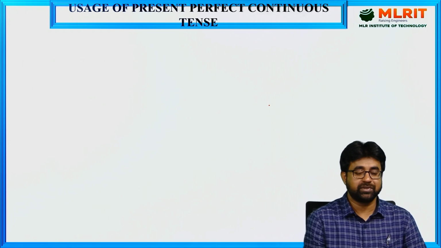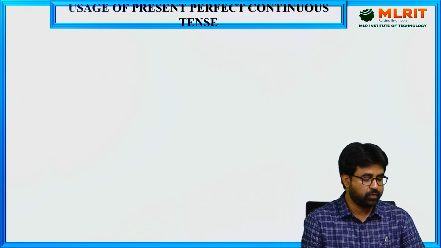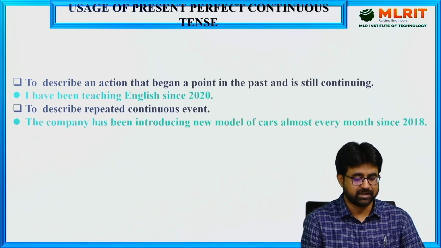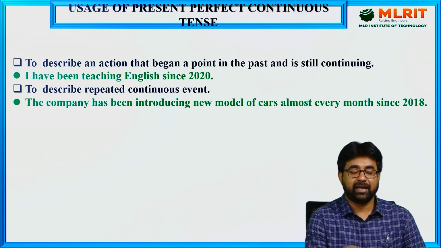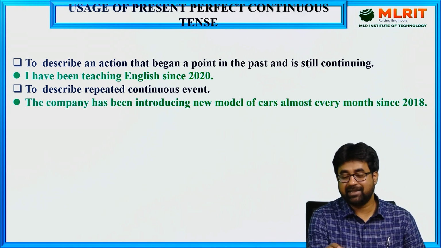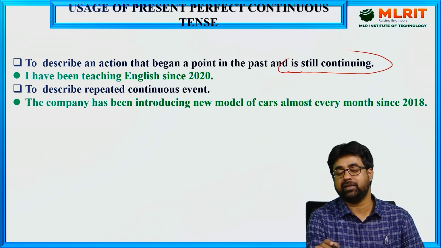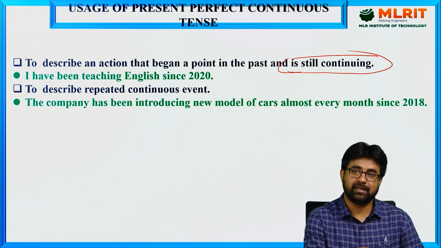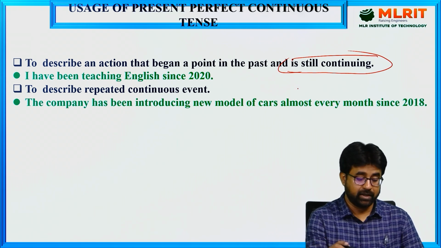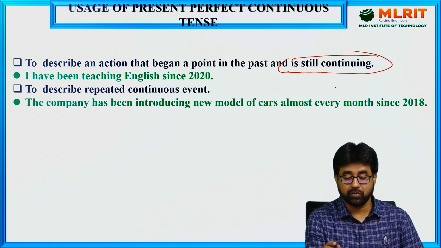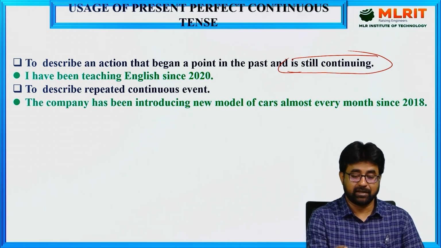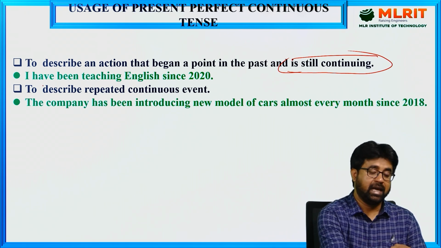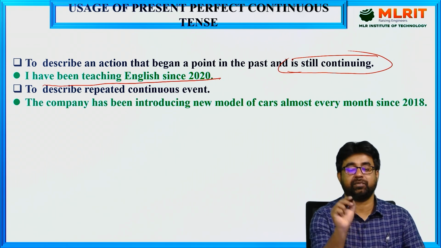Now let's see the usage of present perfect continuous tense. Where do you use present perfect continuous tense? To describe an action that began at a point in the past and is still continuing. So let's say you're talking about an action which started at a particular point in the past and is still continuing. In that case, we have to use present perfect continuous tense. See, I have been teaching English since 2020.